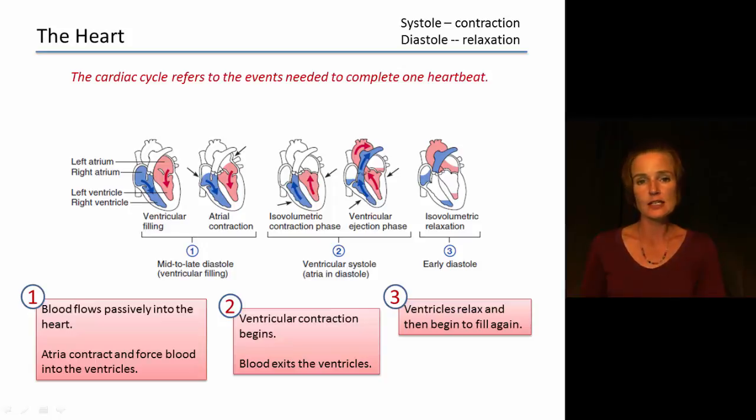That one heartbeat is really alternating contractions between the atria and then the ventricle, and then atria and ventricle, and so on. And that's going to continue that repeated heartbeat that we have.